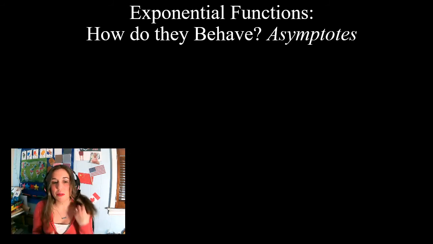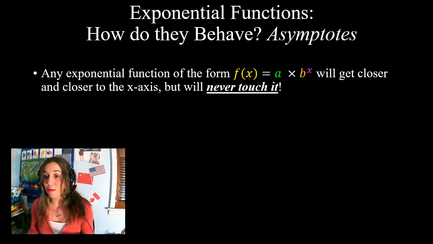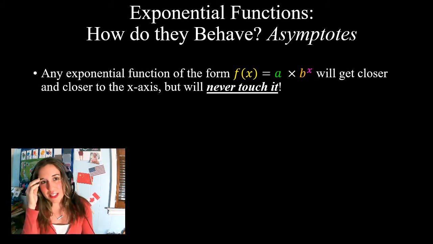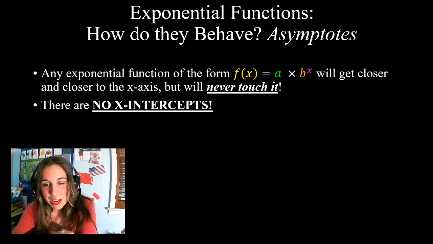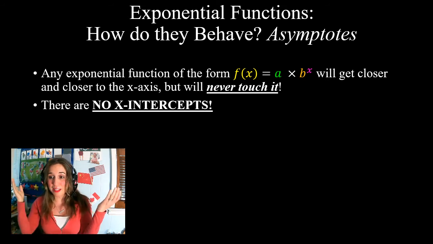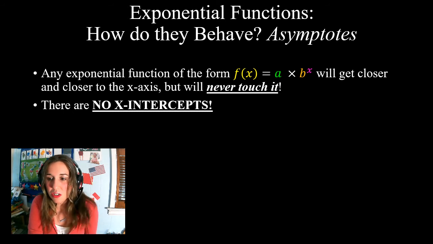Okay, you guys, the last thing I want to really quickly touch on is this idea of asymptotes, because we did not see those with our linear functions, but we do see them with exponentials. Any exponential function of the form f of x equals a times b to the x will get closer and closer and closer to the x-axis, literally forever, but it will never touch it, which is crazy to think about. This means that there are no x-intercepts. If our function is never going to touch the x-axis, there can't possibly be an x-intercept. It's never going to cross it. It doesn't intercept it anywhere.